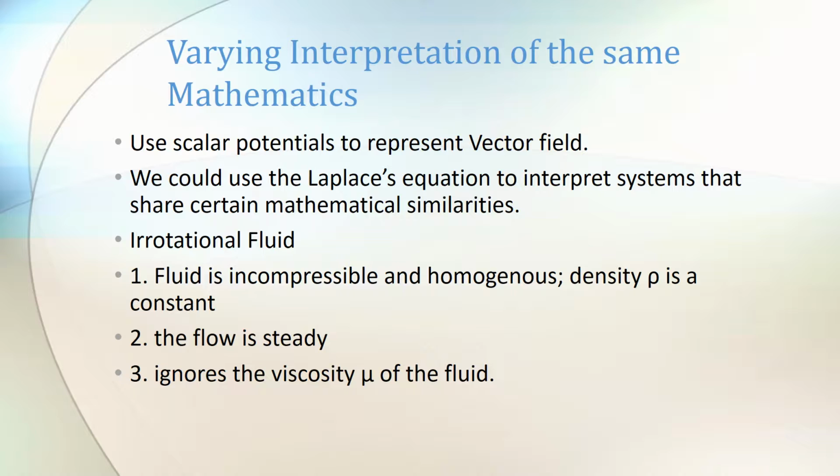In the example of irrotational flow of fluid, in order for us to fit the system into the mathematical structure, we have to do several idealizations of the fluid. First of all, the fluid has to be incompressible and homogeneous, and we have to make density rho a constant. And second of all, the flow has to be steady. The equation is not time dependent. The third is that we have to ignore the viscosity mu of the fluid.